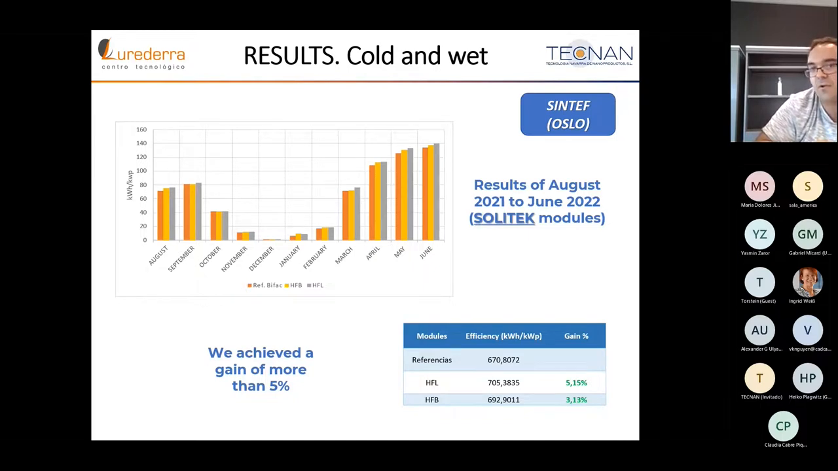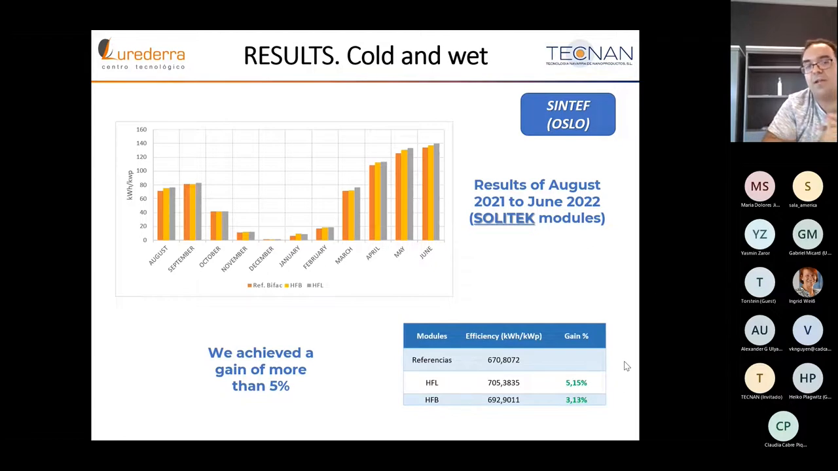So in the case of the cold and wet weather in Oslo, at the SINTEF facilities, in the graph you can see the results from August 2021 to June 2022, using modules from Solitech that have been treated with the different hydrophobic and hydrophilic solutions. As we can see, during all the periods, in all of the months, the production of the treated panels is higher than that of the corresponding reference panels.